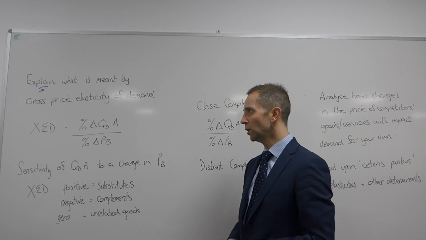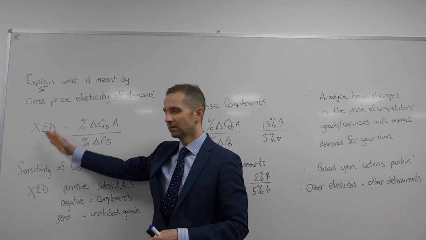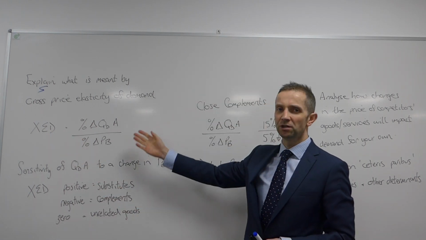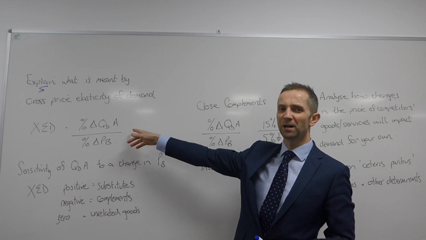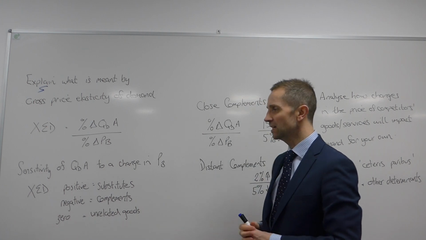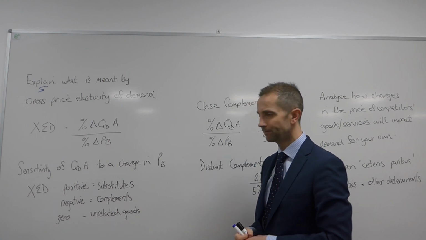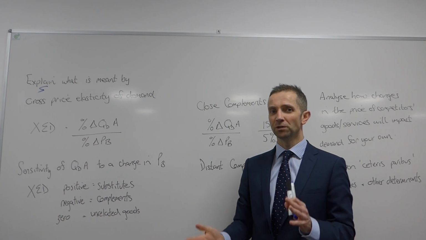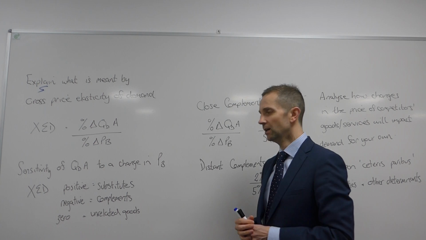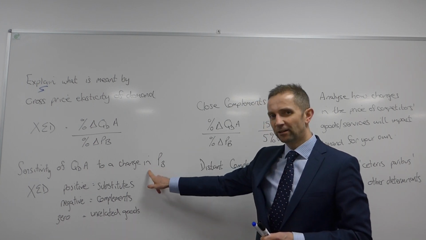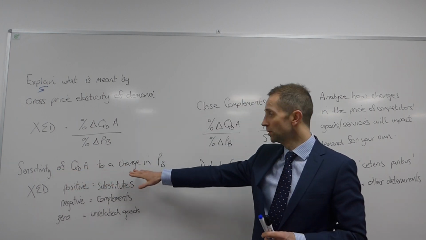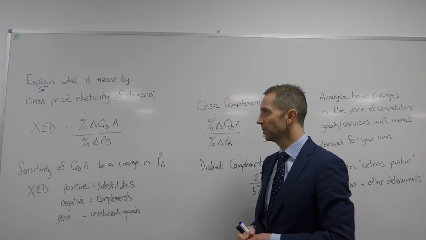So equation, first of all, XED, cross price elasticity of demand. This is the equation: the percentage change in quantity demanded of good A divided by the percentage change in the price of good B. So we're looking at how the demand for one good changes when the price of another good changes. And as I've explained here, it is a look at the sensitivity of the quantity demanded of good A relative to the change in the price of B.